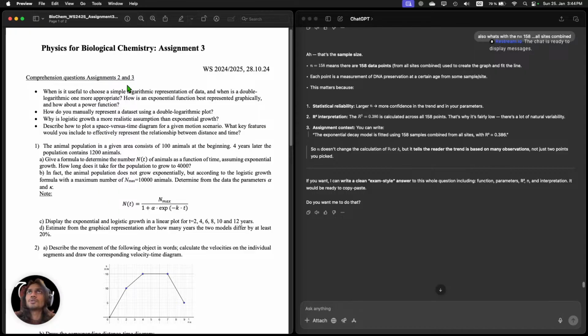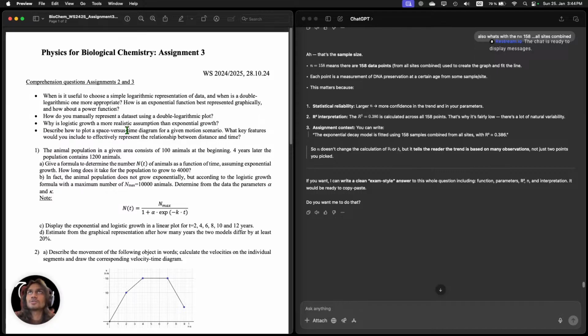Comprehensive questions, assignment 2 and 3. When is it useful to choose a simple logarithmic representation of data, and when is a double logarithmic one more appropriate? How is the exponential function best represented graphically, and how about a power function? How do you manually represent a data set using double logarithmic plot? Why is logistic growth a more realistic assumption?